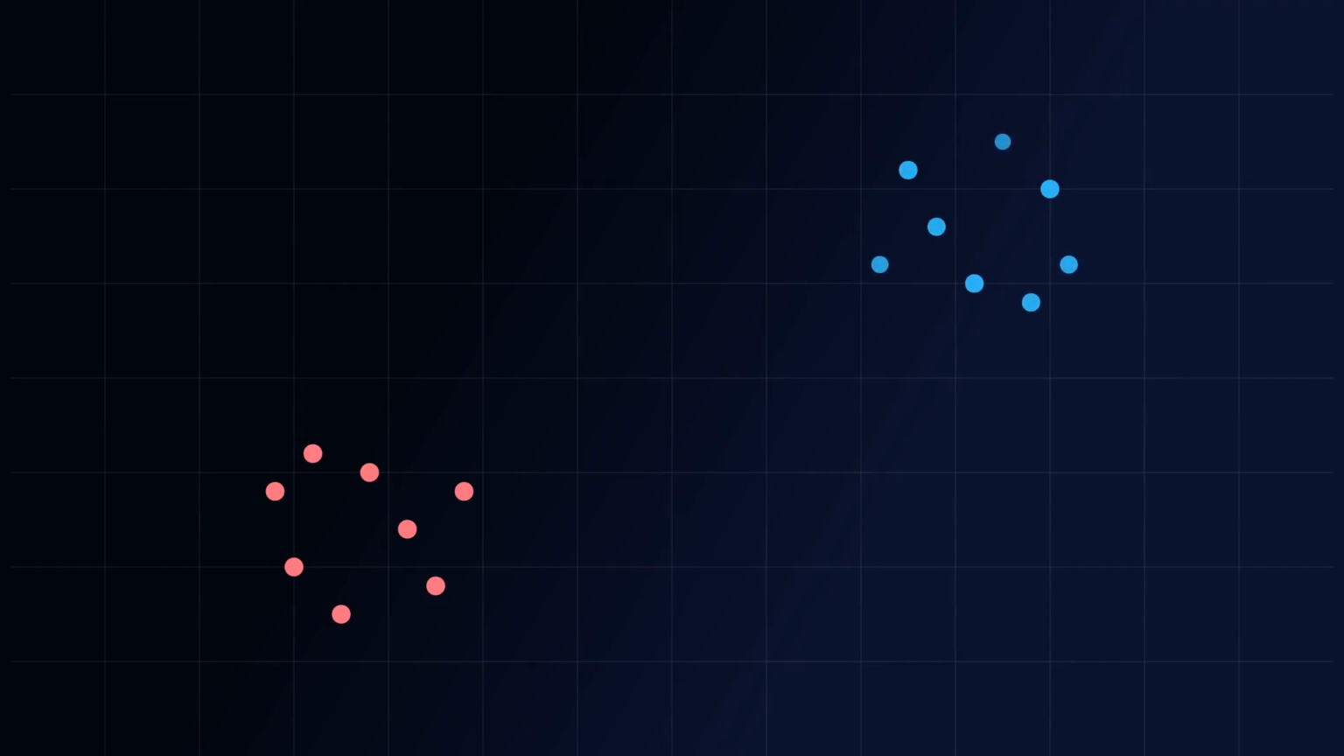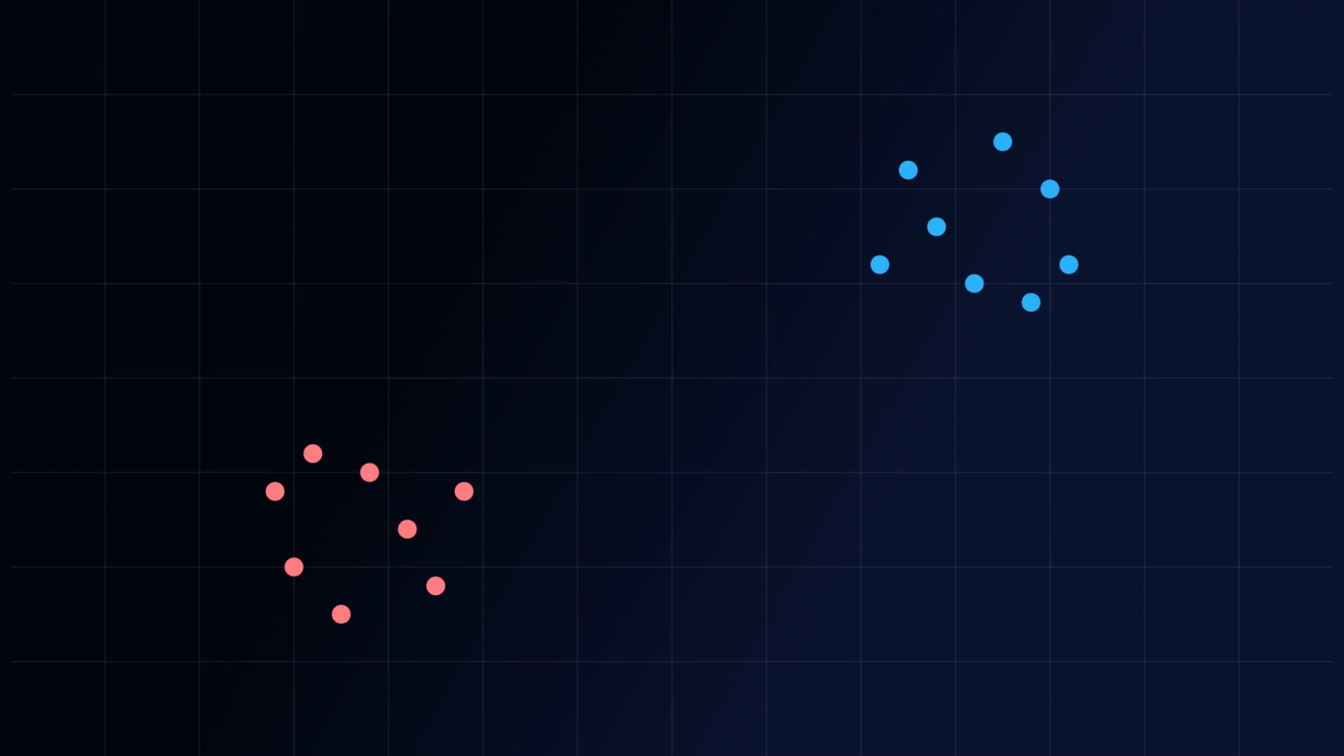Picture a scatter of red dots on the left and blue dots on the right, floating on a flat plane. They belong to two different groups, and for now they sit comfortably apart. Our whole quest today is deceptively simple. Draw a single line that keeps the reds on one side and the blues on the other.